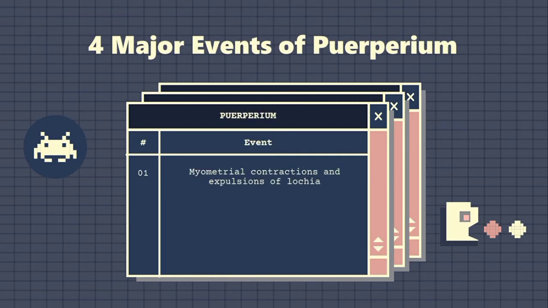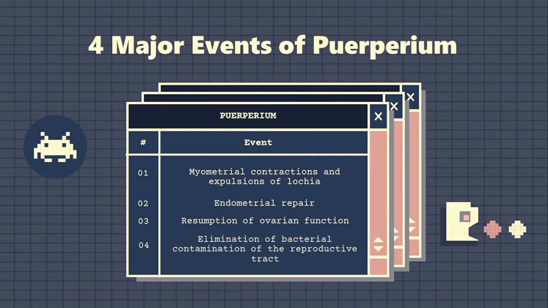First of which is the myometrial contractions and expulsion of lochia. Second is the endometrial repair, followed by the resumption of ovarian function. And last is the elimination of bacterial contamination of the reproductive tract. So these events will be described in more detail below.